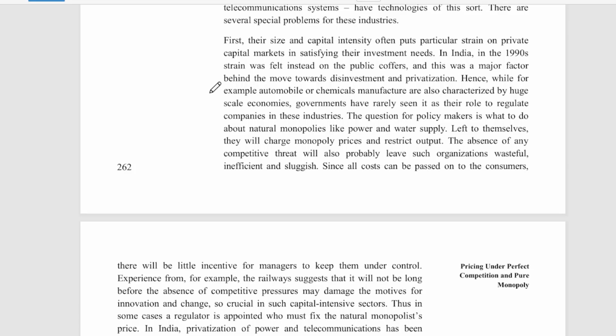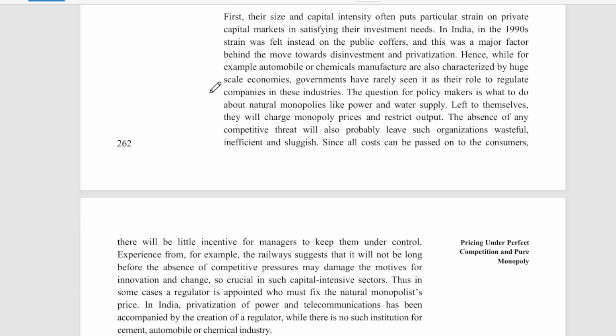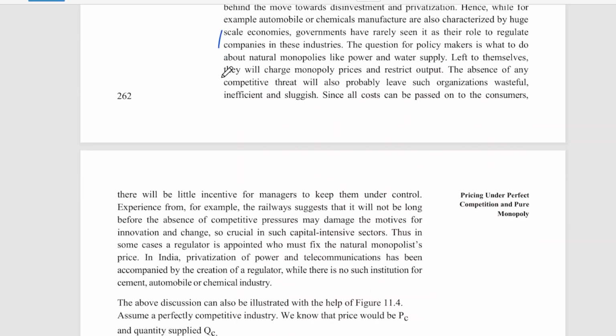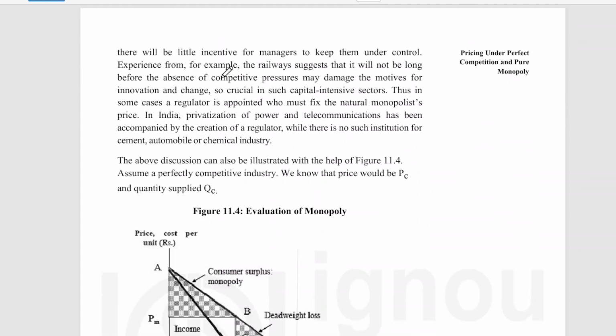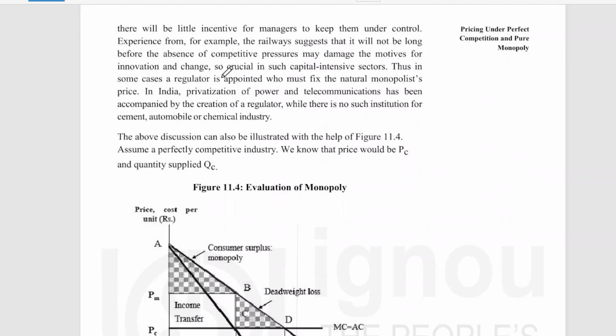Hence, while for example automobile or chemicals manufacturers are also characterized by huge scale economies, governments have rarely seen it as their role to regulate the companies in these industries. The question for policymakers is what to do about natural monopolies like power and water supply. Left to themselves, they will charge monopoly price and restrict output. The absence of any competitive threat will also probably leave such organizations wasteful, inefficient and sluggish. Since all costs can be passed on to the consumers, there will be little incentive for managers to keep them under control.